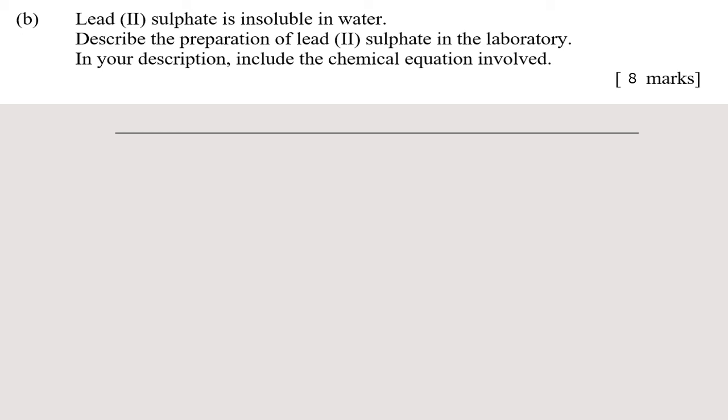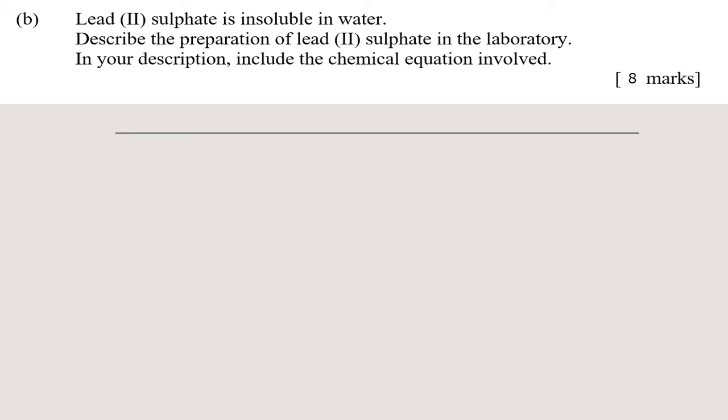Okay, so lead 2 sulfate. Okay, soalan ni baik sikit, dia dah bagi tahu is insoluble in water. Therefore, kita kena tahulah kita nak guna method yang mana. Method double decomposition reaction lah. Okay, then dia kata describe the experiment to prepare lead 2 sulfate in the lab. In your description, include the chemical equation involved.